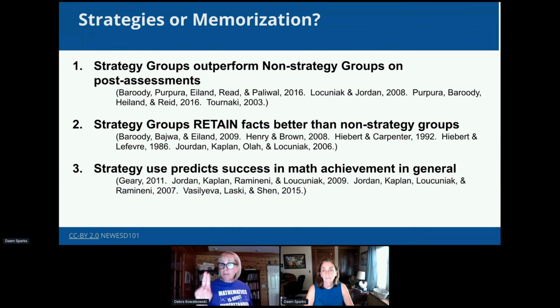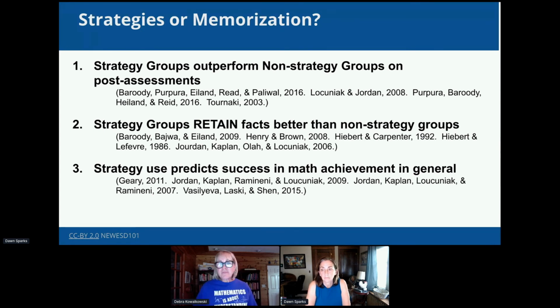Number 2, strategy groups retain facts better because, of course, and Donna and I have talked about this, they've developed that number sense, that flexibility, knowing how to, oh, wait a minute. If I know my doubles, 5 plus 5, gosh, 5 plus 6 is doubles plus 1. They can do that and recall it better. There's quite a body of research on that.